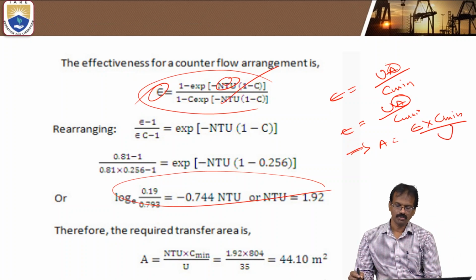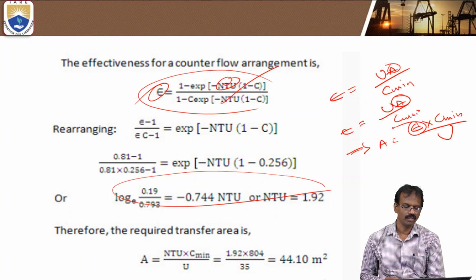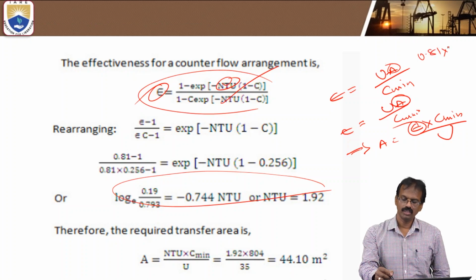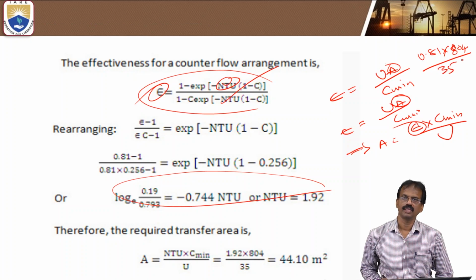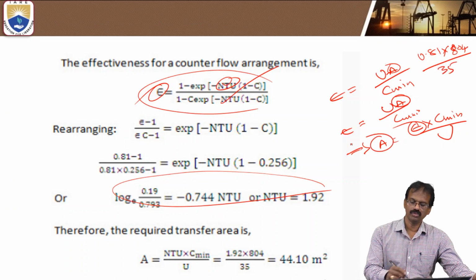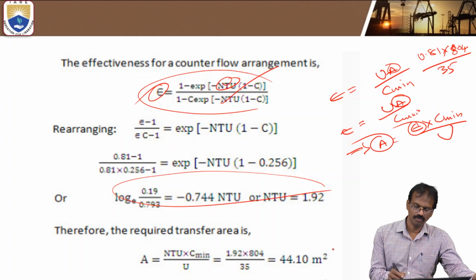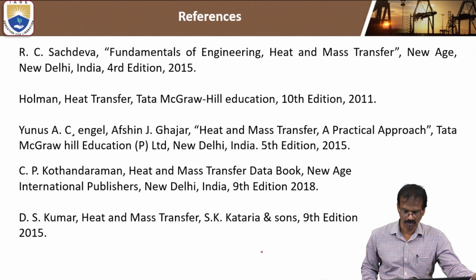Okay. If you substitute the values of effectiveness, what is the value of effectiveness? Effectiveness value is, already solved that one, that value is equal to 0.81. So 0.81 into C minimum, which is equal to 804, divided by overall heat transfer coefficient, that is 35. Then the area is equal to, that is the value. The area is equal to 44.10 meters square.